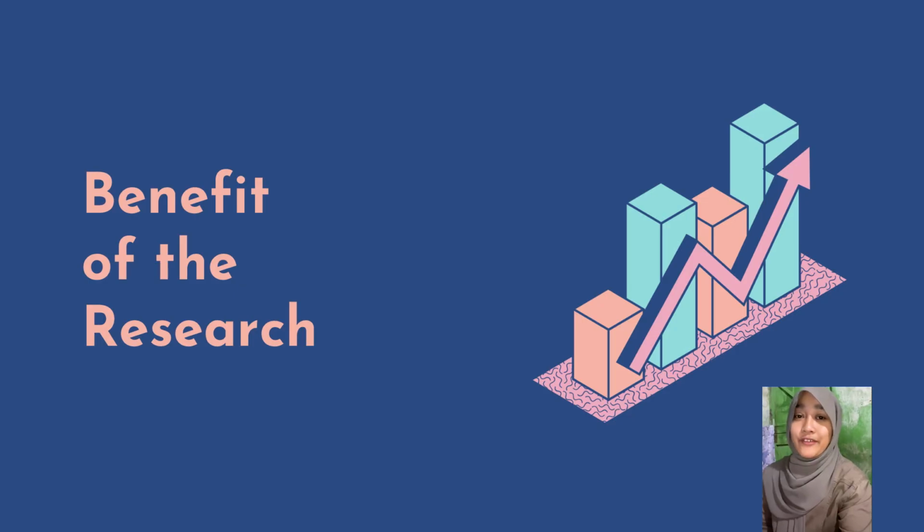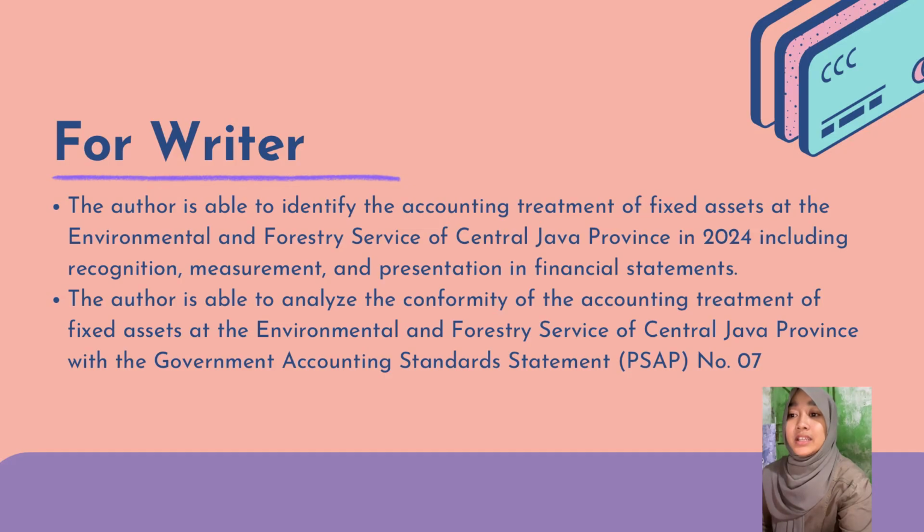Next is benefit of the research. So there are 3 benefits. First of all is for the writer. The author is able to identify the accounting treatment of fixed asset at the Environmental and Forestry Service of Central Java Province in 2024, including recognition, measurement, and presentation in financial statement. Next, the author is able to analyze the conformity of the accounting treatment of fixed asset at the Environmental and Forestry Service of Central Java Province with the Government Accounting Standard Statement, or PSAP number 7.